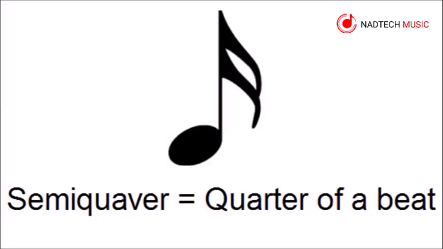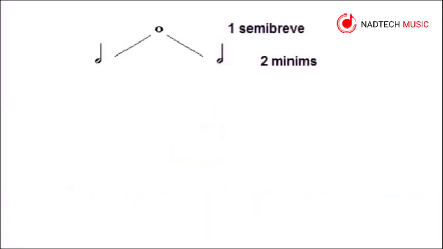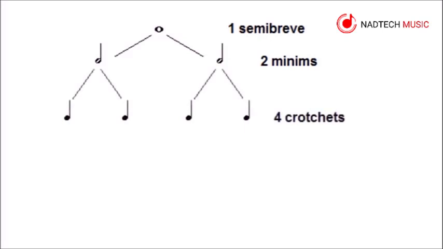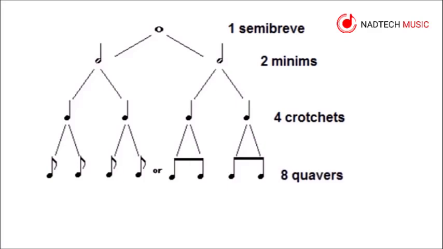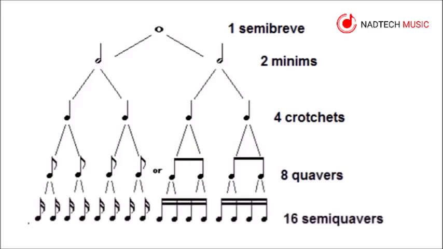Now let's take some time to study the following table showing the equivalence between the different note values. It can be seen that one semibreve is equal to 2 minims, which in turn are equal to 4 crotchets, which are equal to 8 quavers, which are equal to 16 semiquavers.